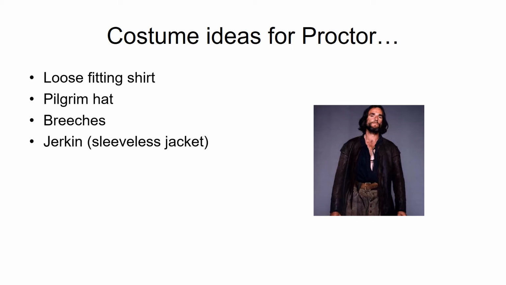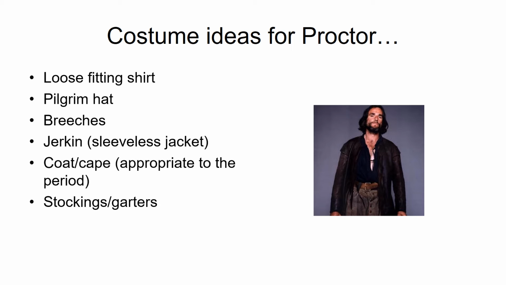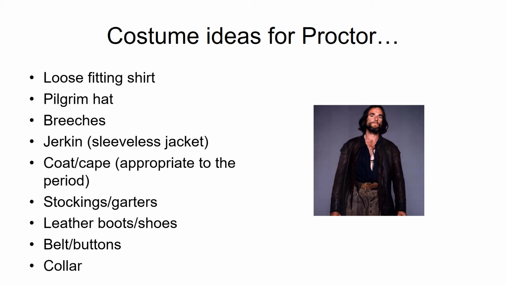Maybe he's got a jerkin, which is a sleeveless jacket that he would wear under a coat. Then a coat or a cape. Stockings or garters. Thinking about leather boots and shoes. Again, a belt and buttons, so thinking about the accessories that John might wear. And also a collar, where a lot of Puritan men would wear collars over the rest of their clothes.